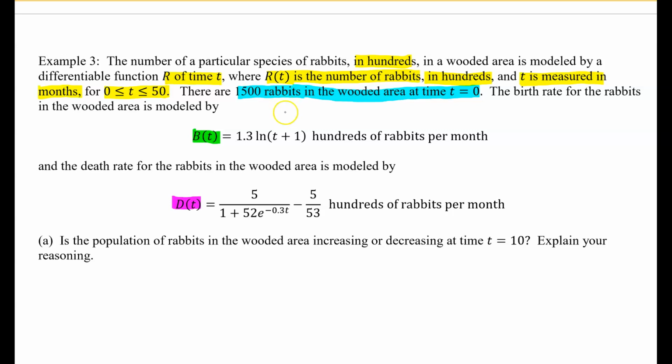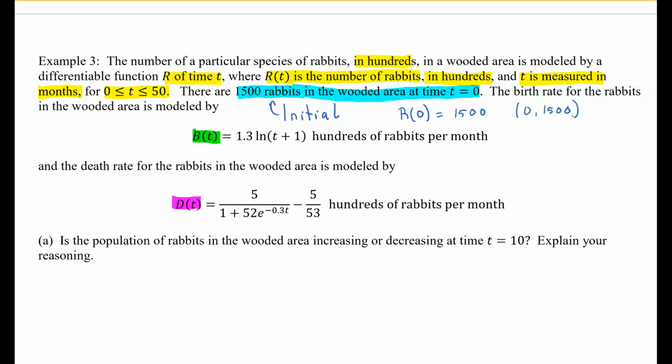Well, right here, they give us the initial value. So when we start measuring, there are 1,500 rabbits at time 0. You can think about this a couple of ways. They're saying r of 0 is equal to 1,500, right? Or you can think about it as a point, (0, 1,500).